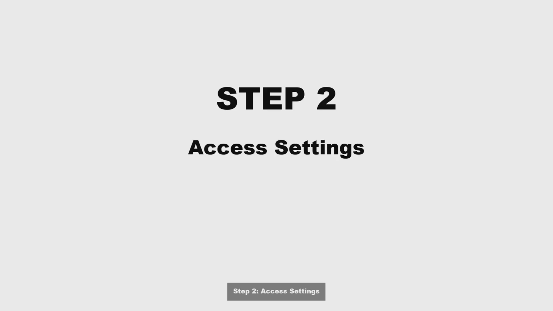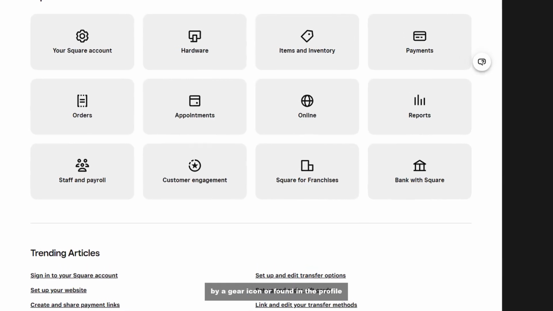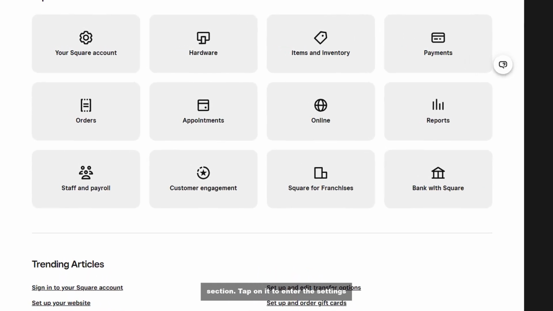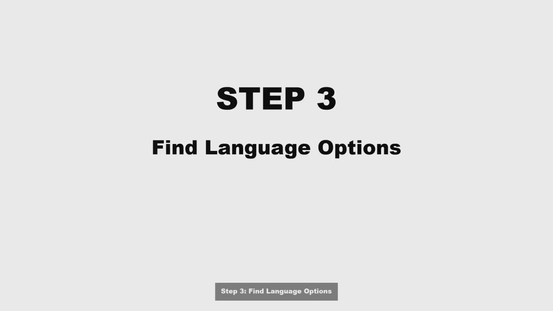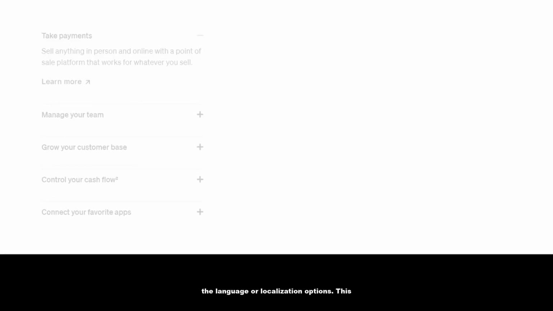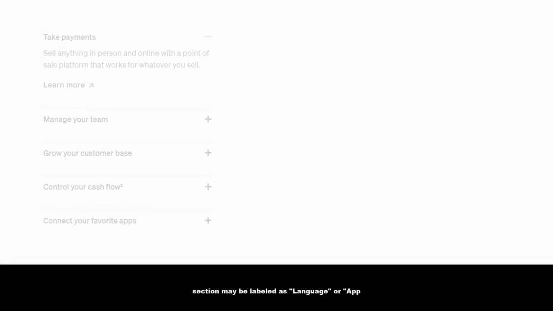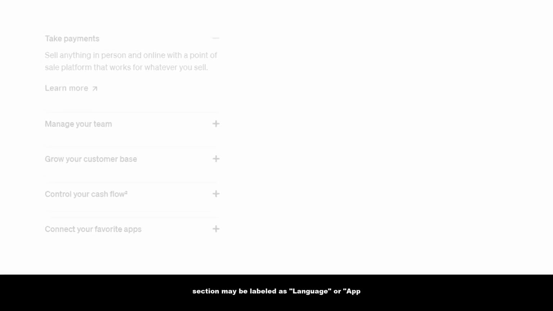Step 2. Access settings. Locate the settings menu, usually represented by a gear icon or found in the profile section. Tap on it to enter the settings options. Step 3. Find language options. Scroll through the settings until you find the language or localization options. This section may be labeled as language or app language.